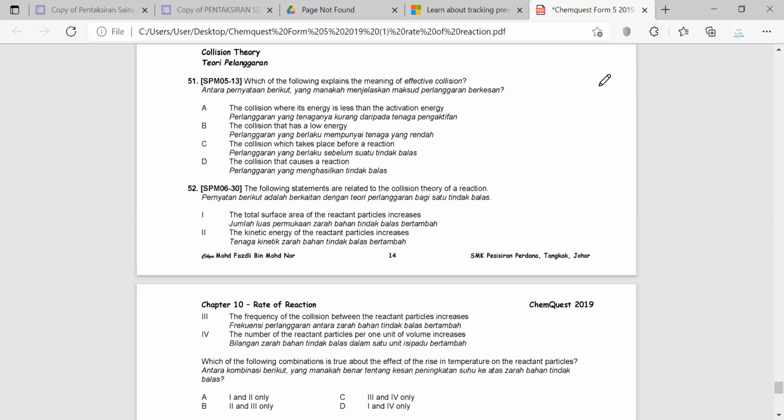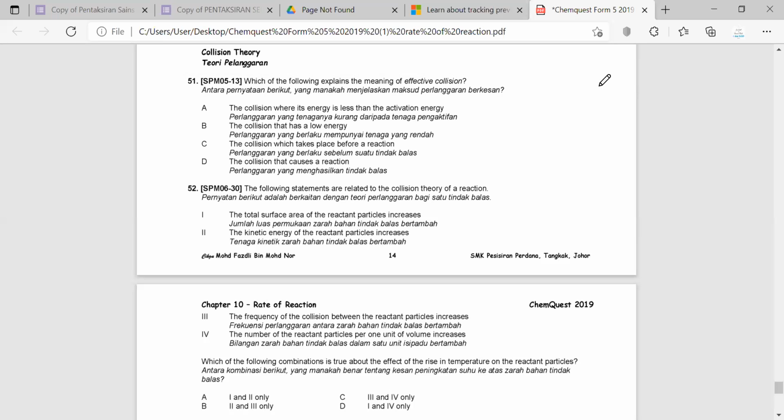Another analogy will be, you are running around in my lab. Okay, that is frequency of collision. Frequency of effective collision is how many of you will bump into each other in my lab. You are running around in my lab, not necessarily you will bump into each other. But for effective collision, you bump and you bump until you fall or whatever, that's effective collision.